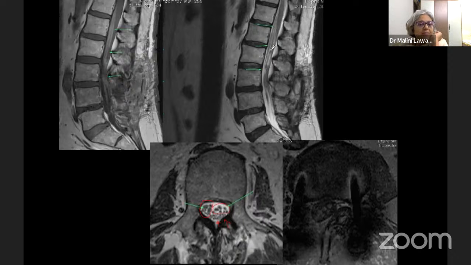This is the MR T2 weighted image. This is contrast. This is also contrast. So on contrast, you can see that these cauda equina nerve roots are enhancing. Normally, the nerve roots don't enhance so much. Here on these axial images also, you can see all these nerve roots are thickened and showing enhancement. So this is suggestive of arachnoiditis.